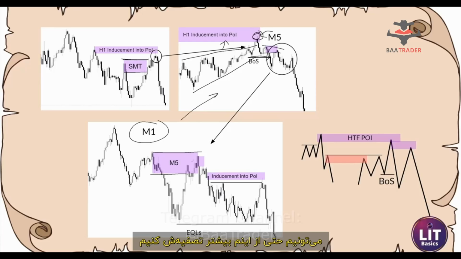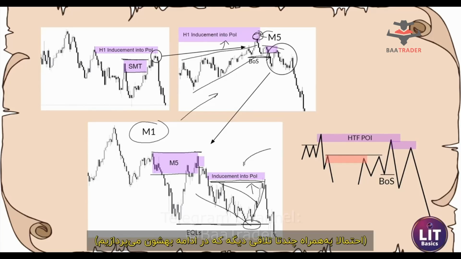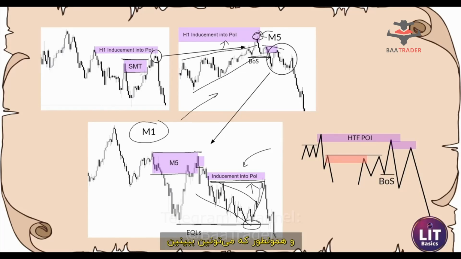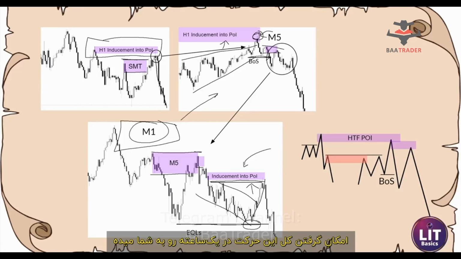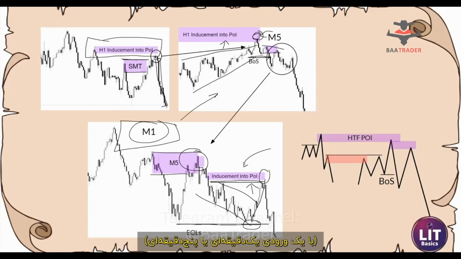Again, we can refine even further, and we can take this, or we can again wait for them to build equal lows, showing their hand. We then induce this structure and this channel into this POI, likely with a few other confluences that we'll get into later. And as you can see, combining the higher time frame with the lower time frame allows you to catch this entire move on H1 with an M1 or M5 entry.